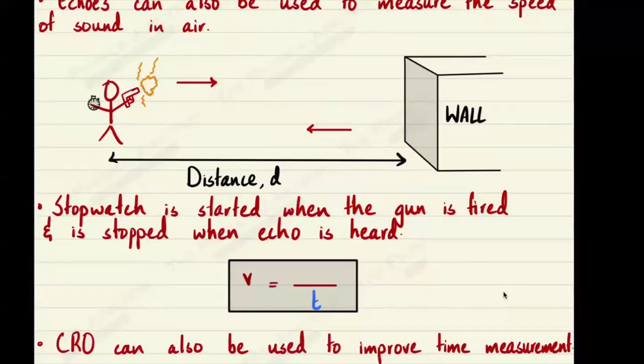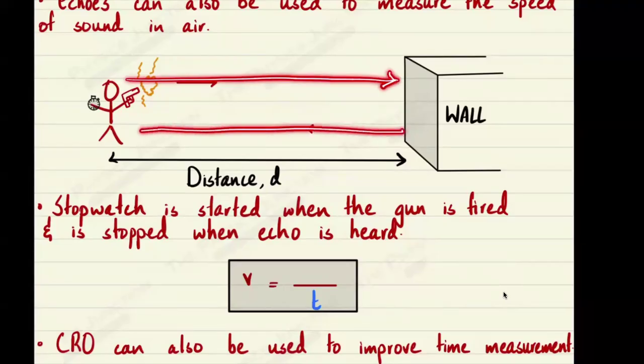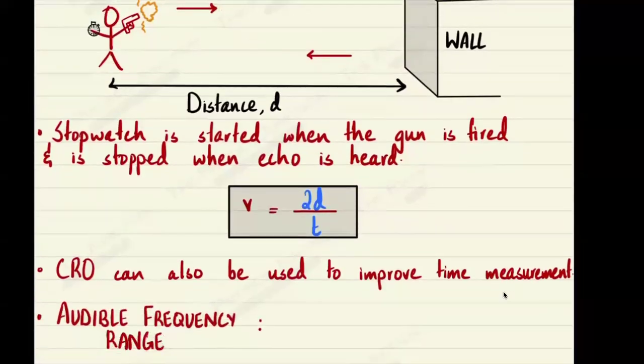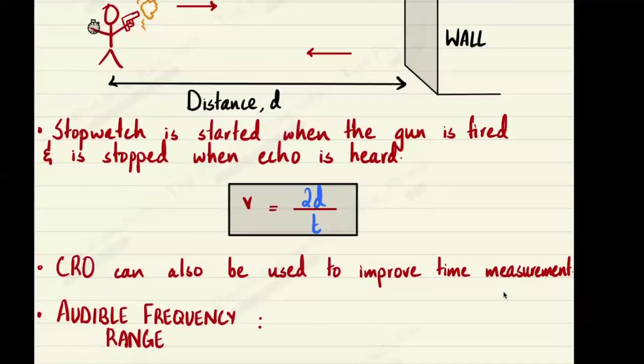Now if I think about it, in that time this sound traveled this distance once on the way to the wall and another time on the way back. So the revised formula according to echoes for the speed of sound would be 2d over t. Again, as with the previous case, I could suggest the same improvements. So CRO can again also be used to improve time measurement here.